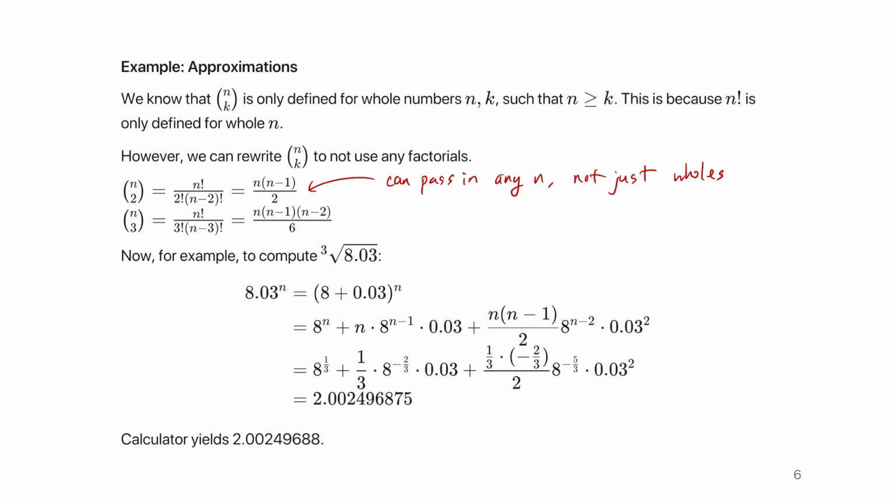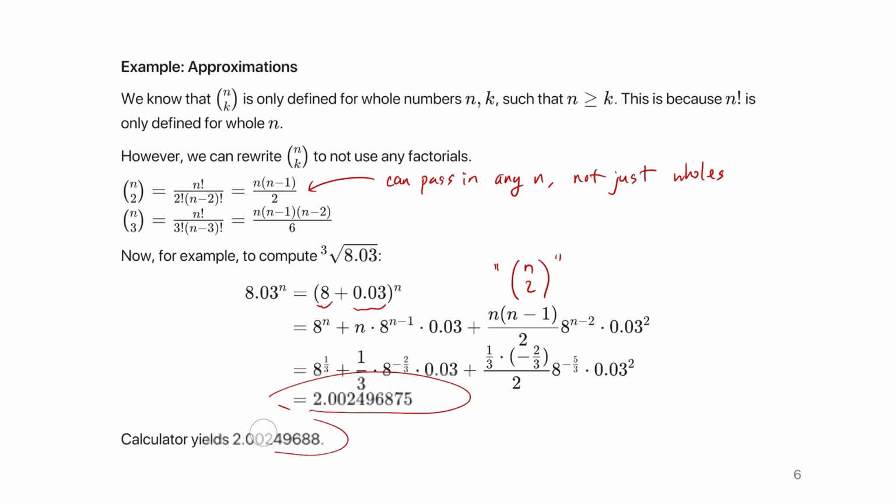And you can use these, quote-unquote, n choose 2, but in this case, we're using n being 1/3 in order to help us take the cube root of 8.03. And I write 8.03 as 8 plus 0.03. And I just use the first 3 terms in this expansion, and I get this expression, 2.002496875.